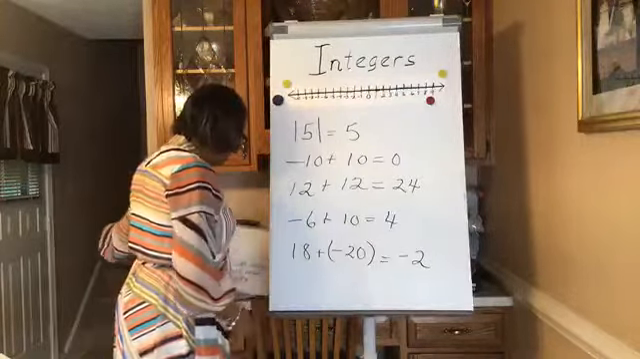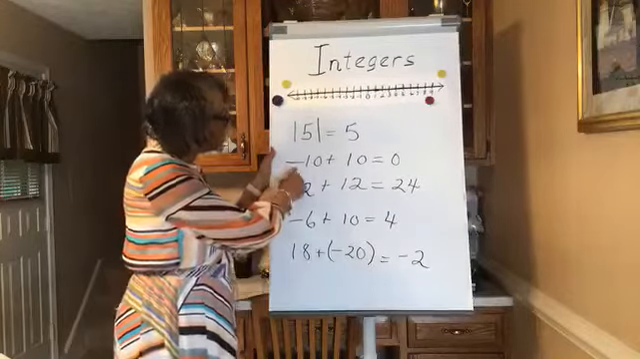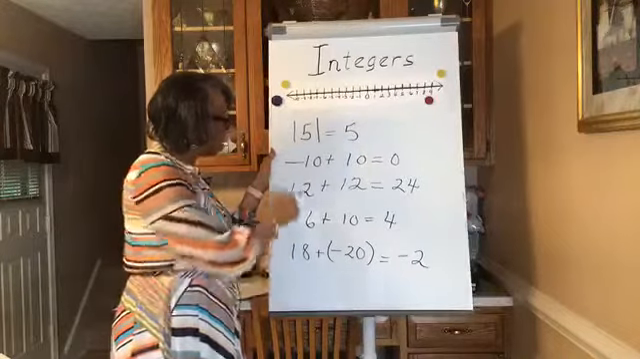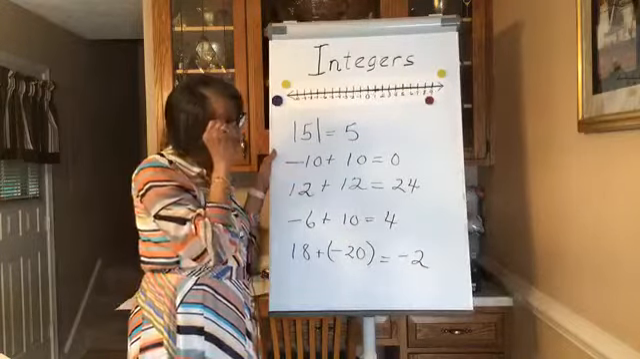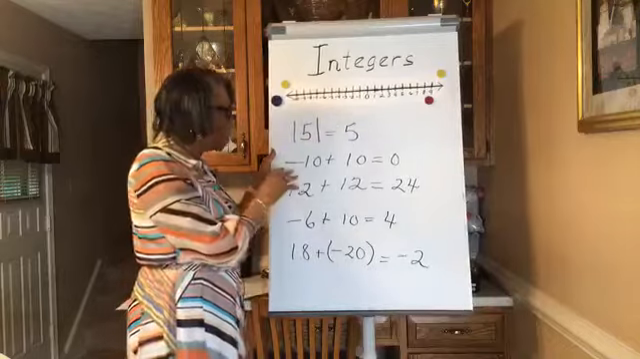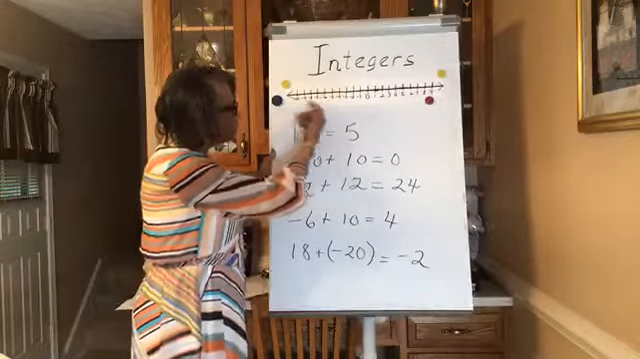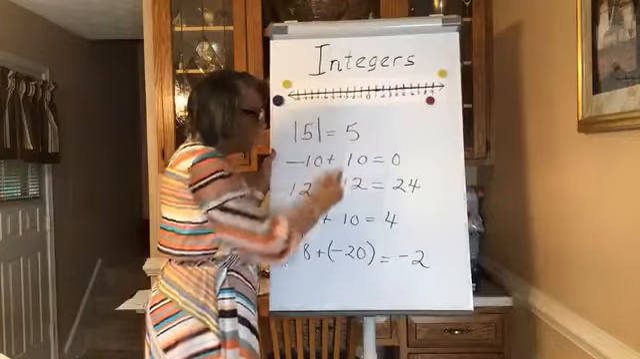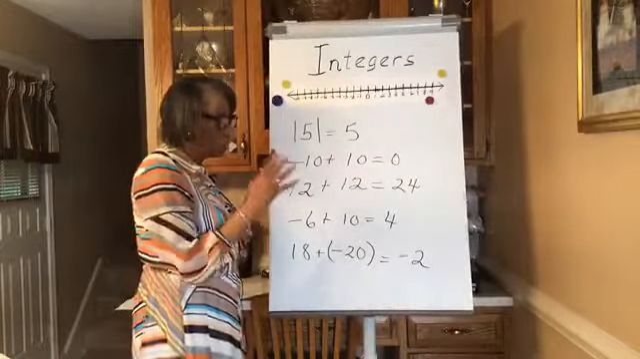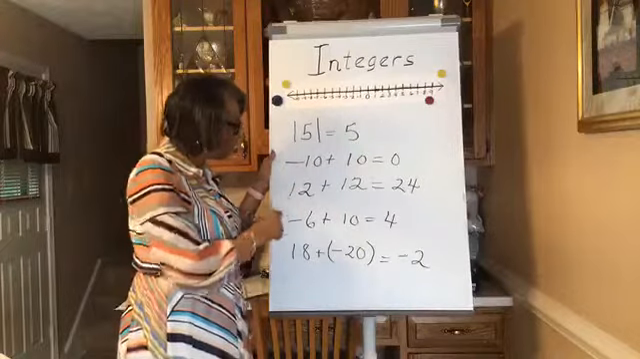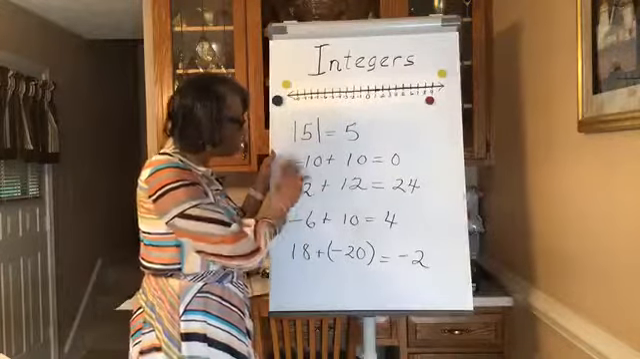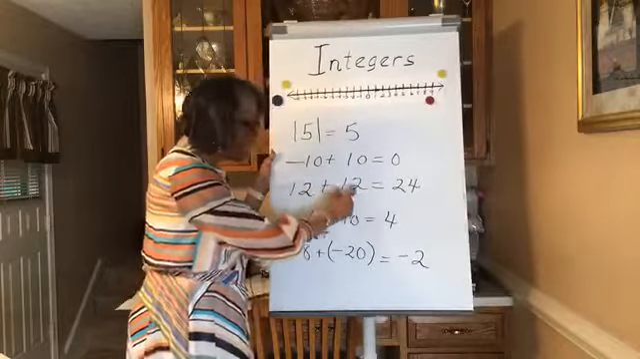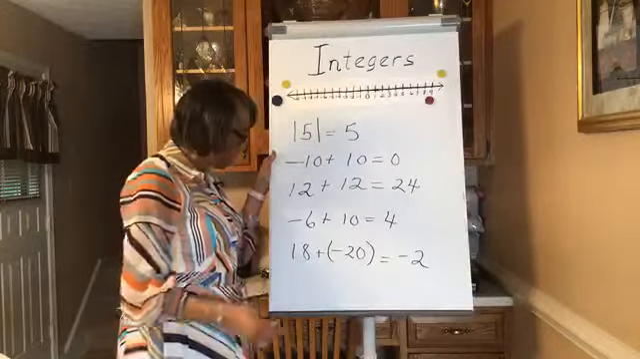All right, so that reviews the addition. Let's look at what we did here. Negative 10 plus positive 10. They are opposites, as I said before. So that means we are going negatively 10 steps and then positively 10 steps, and we're at 0. 0 has no sign. 12 plus 12 means we're adding two positives, so the sum is positive, and we added the absolute values.